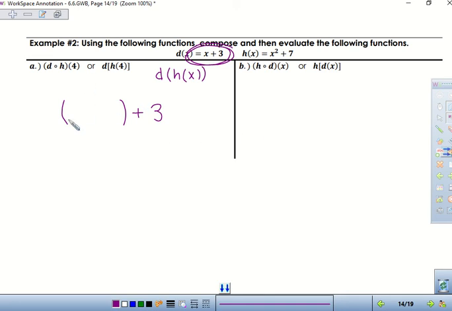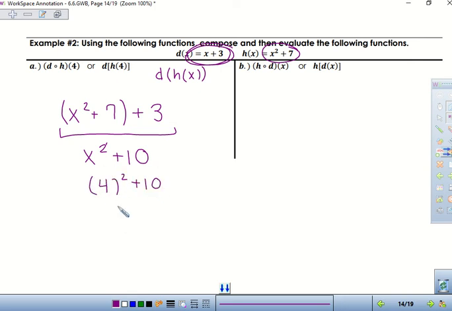Now, what function is going to go inside those parentheses? X squared plus 7 x, plus 6. You see, I took the h of x function and put it inside of the other function. Okay? Now, are these parentheses necessary in this one? No. I can just drop them and combine like terms. You see that? Now, what do I need to plug in for x in this one? 4. Which gives me 16 plus 10, which is 26.